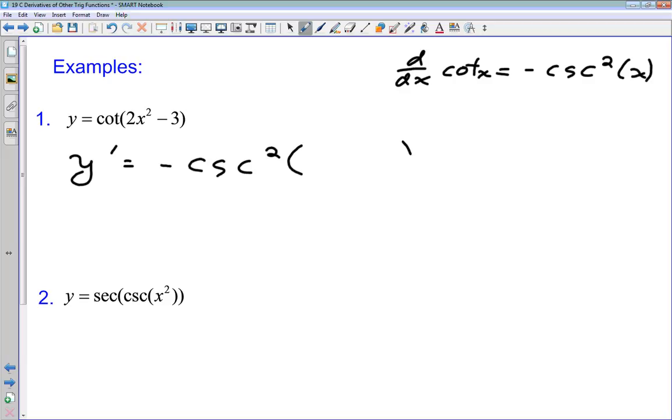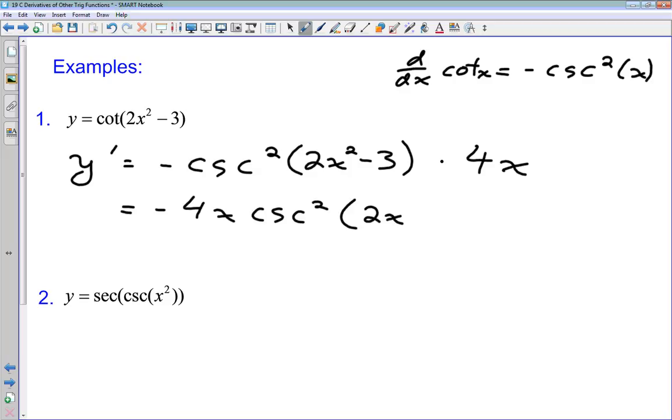We want to keep that inner function the same. So the inner function is the 2x squared minus 3. Now we want to multiply by the derivative of that inner function. So the inner function, again, 2x squared minus 3, its derivative is going to be 4x. So negative 4x cosecant squared 2x squared minus 3.